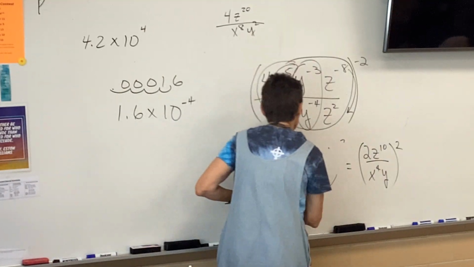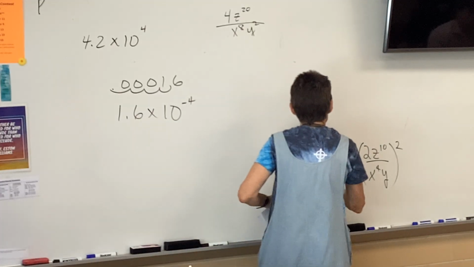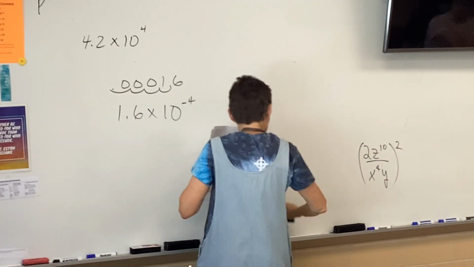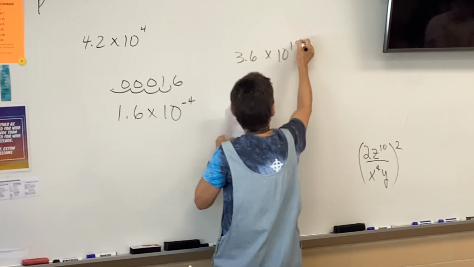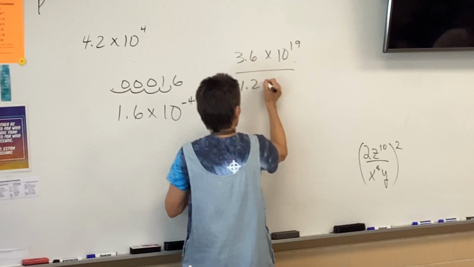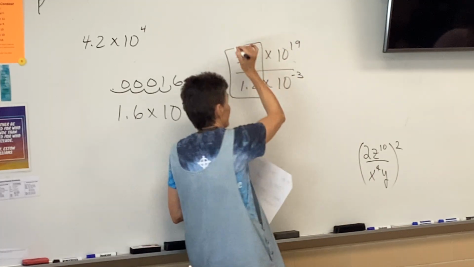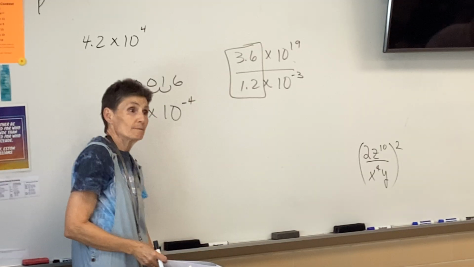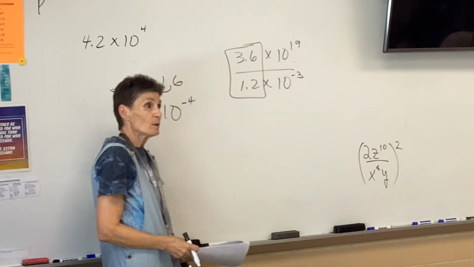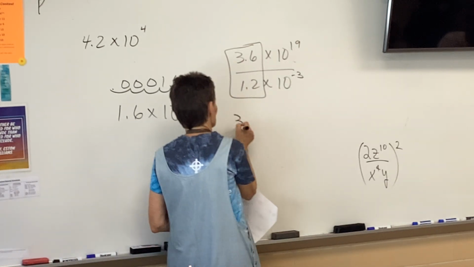I want you to do this in 2 pieces. Scientific notation is supposed to make our life easier, and it really does. So I want you to do this part first. You can use your calculator. You shouldn't need it, but if you do, it's okay. 3.6 divided by 1.2 is 3.